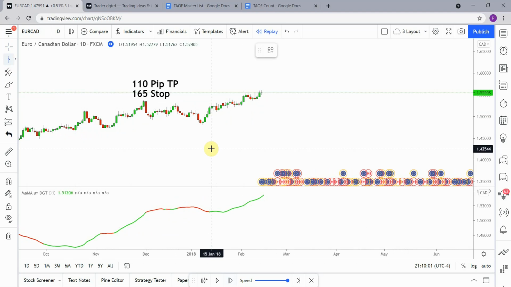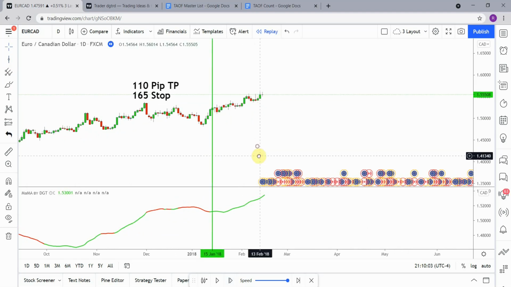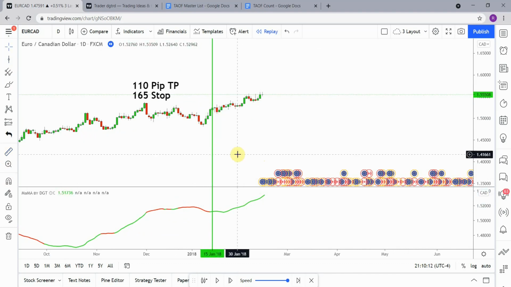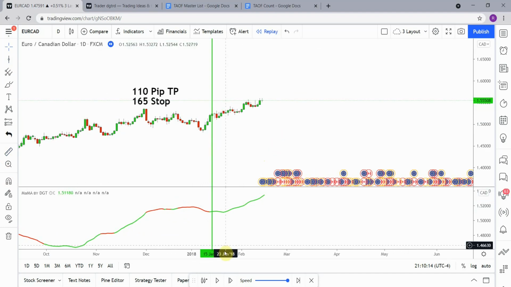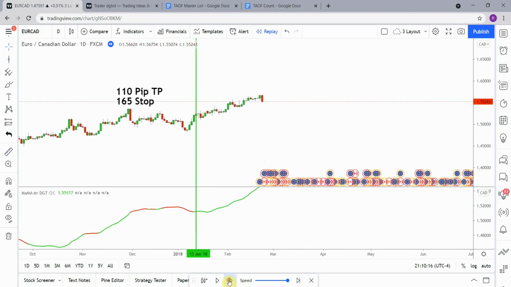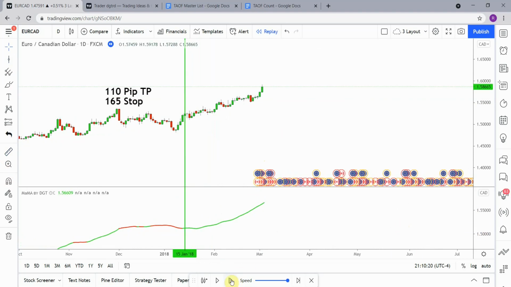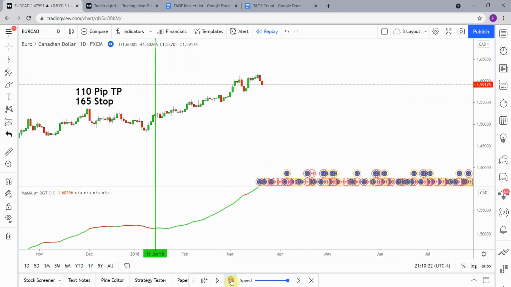So right here on that one, we pick up the first signal there. That is going to be a long signal. We stayed within our stop, and we were able to get to take profit. So far, doing pretty decent. Go ahead and continue forward here.